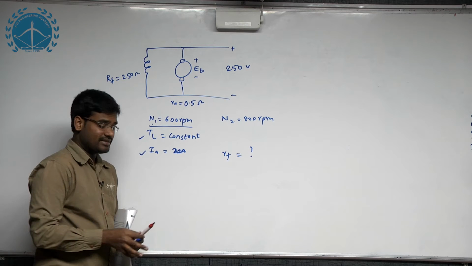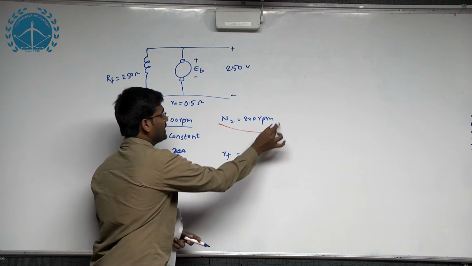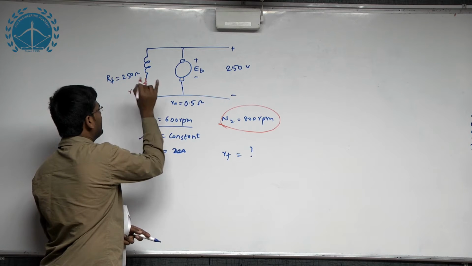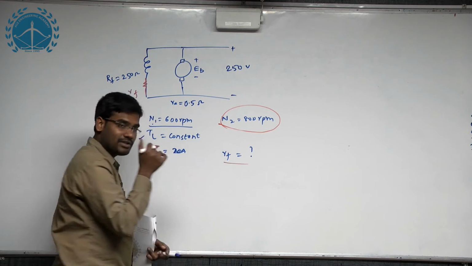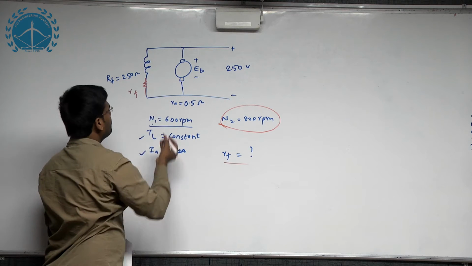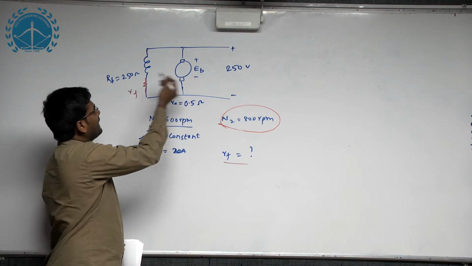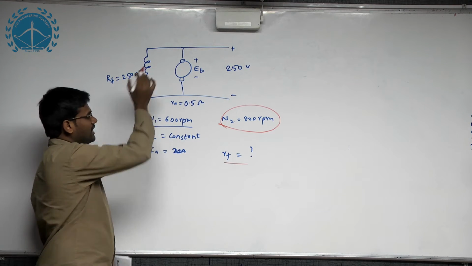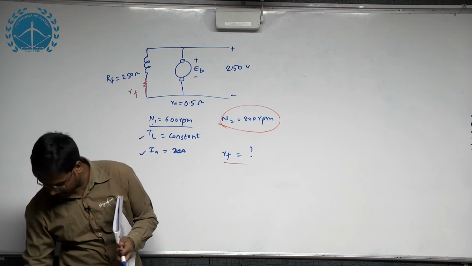Now he is asking us, if N2 is increased to 800 rpm, what is the shunt field resistance that is to be added, that is, what is RF that is to be added is the question. Once I know the shunt field current, I can calculate RF easily. So our work here is to calculate our shunt field current.